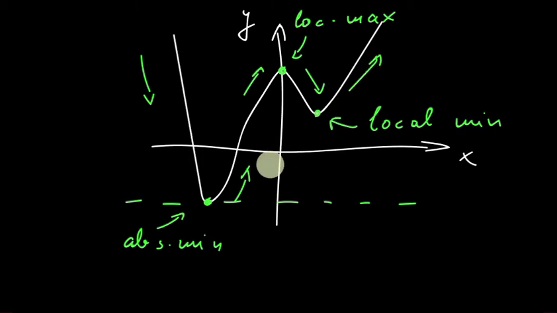So now how do we find these local minimums and local maximums? We need to find the derivative of a function. Let me show you an example. Let's say we have a function f of x that is equal to x cubed minus x. There are 3 steps in order to find the maximum and minimum points.